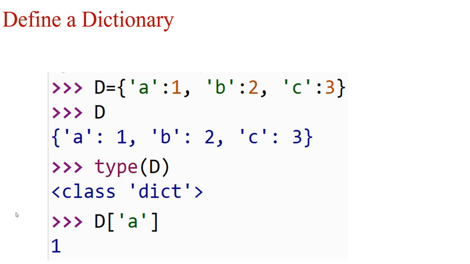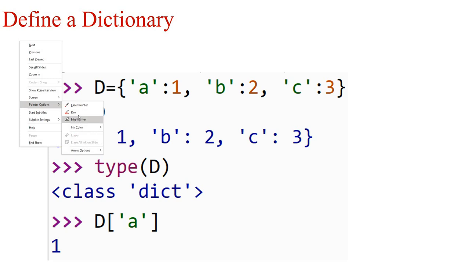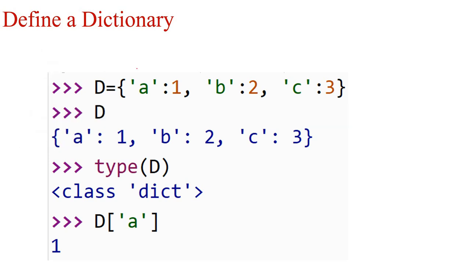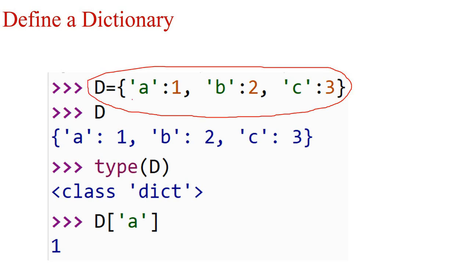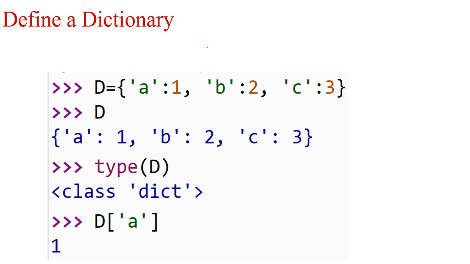So here is a dictionary. Let me get my pointer. So this is a dictionary, and you can see this is called the key, this is called the value. There are 3 keys and 3 values. Again, each key is going to have a value in the dictionary.